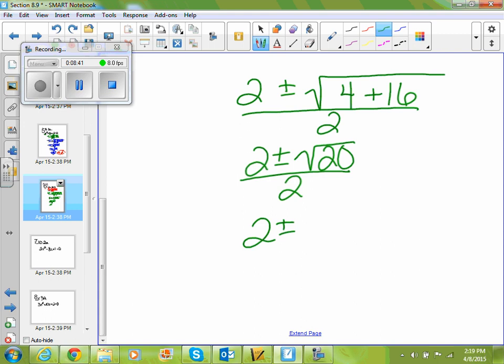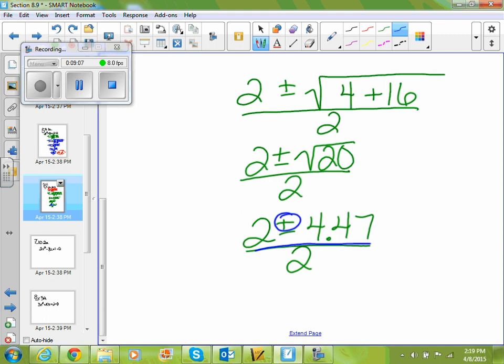4.47. Okay? Divided by 2. Alright, does that make sense so far? Just taking the square root. Okay, now we just have to do the problem separately. So the first thing we do is we add. Yep, so 2 plus 4.47 is 6.47.